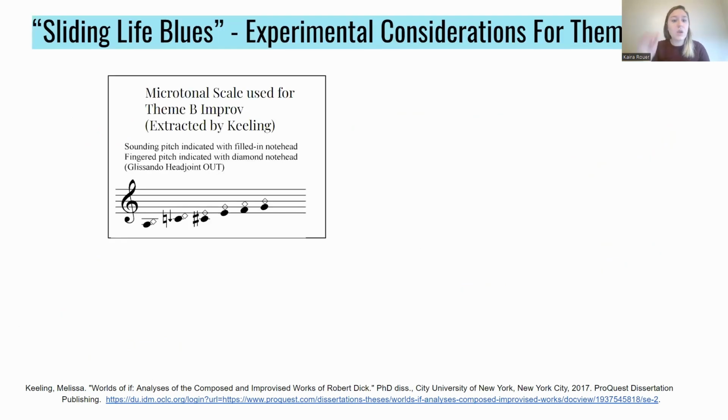Theme B, we have our microtonal scale, finally. So the entire microtonal scale is pulled out on the glissando head joint. It creates these different partials that our ears aren't used to hearing. I think it sounds really cool and shimmery, like there's still kind of a tonal center, but it's all just a little bit messed up. It's kind of like a little Twilight Zone.